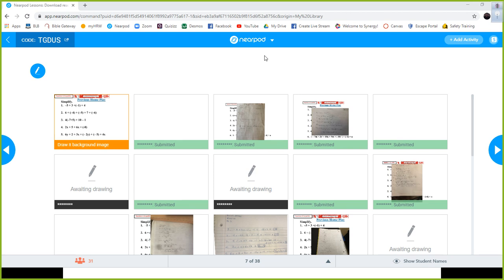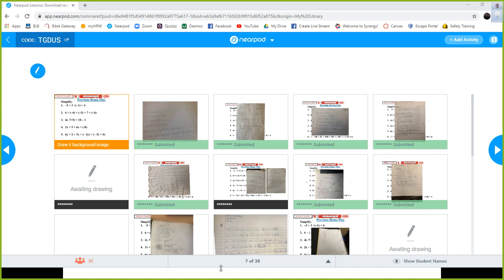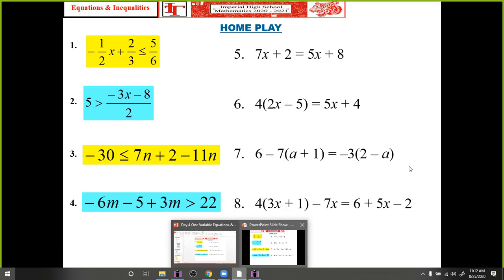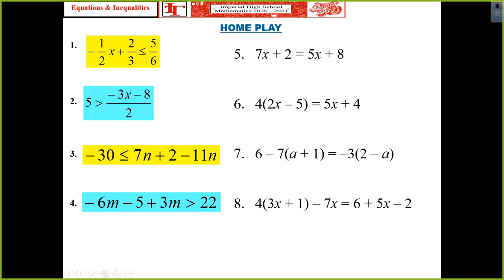All right. So I'm going to leave this up here, and I'm going to go to my PowerPoint presentation. So you guys can start copying the home plate for tonight as people are still submitting yesterday's home plate. So here's the home plate for tonight. It's only 8 problems. Copy those. I'll give you 5 minutes. Ready? Go. Copy that.